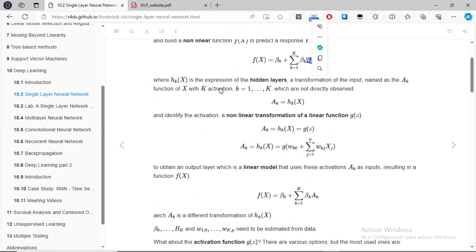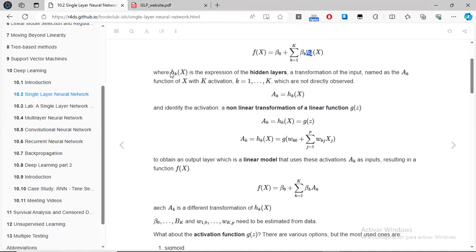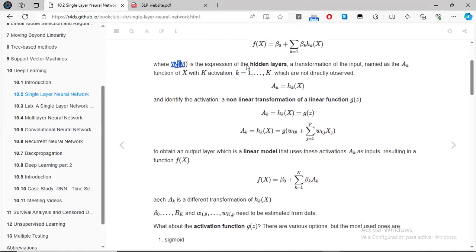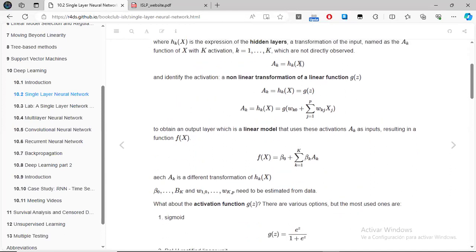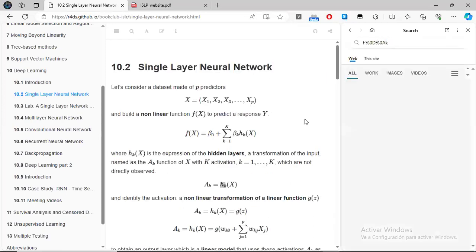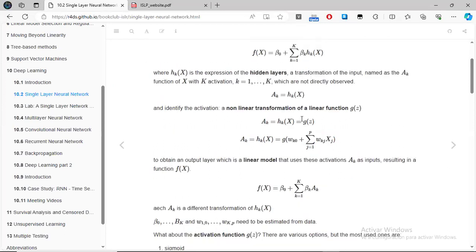These transformations get performed in what are called hidden layers. These are the steps where the input gets transformed in nonlinear ways. The notation that they have been using in the book is this one over here. I think it's called the activation function. This function performs some nonlinear transformation of our inputs, of our predictors.